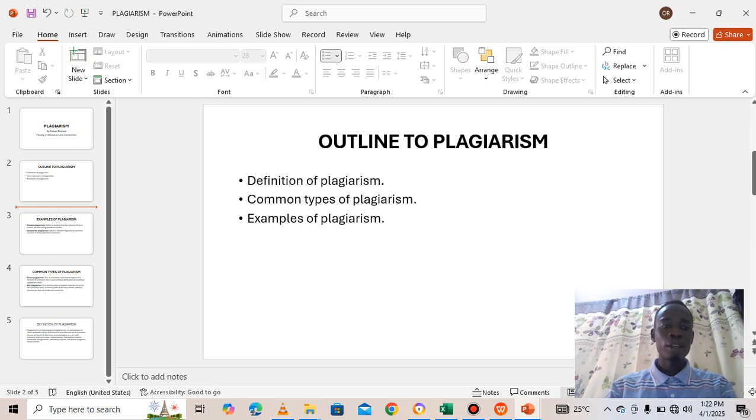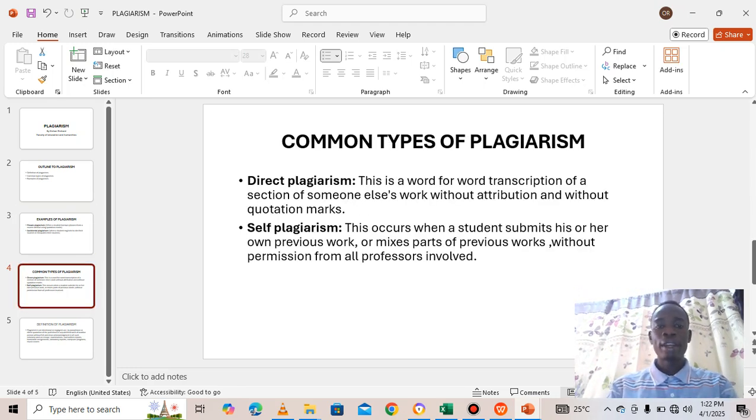Let's look at the common types of plagiarism. We have direct plagiarism. This is a word-for-word transcription of a section of someone else's work without attribution or without quotation marks. When you're using someone else's words, those words should be put in quotation marks. I can give an example. When I'm narrating or writing a story and I reach a point where a woman in the grace said something, the words said by the woman should all be in quotation marks. In a scenario whereby someone doesn't put that work in quotation marks, this gives what we call direct plagiarism.